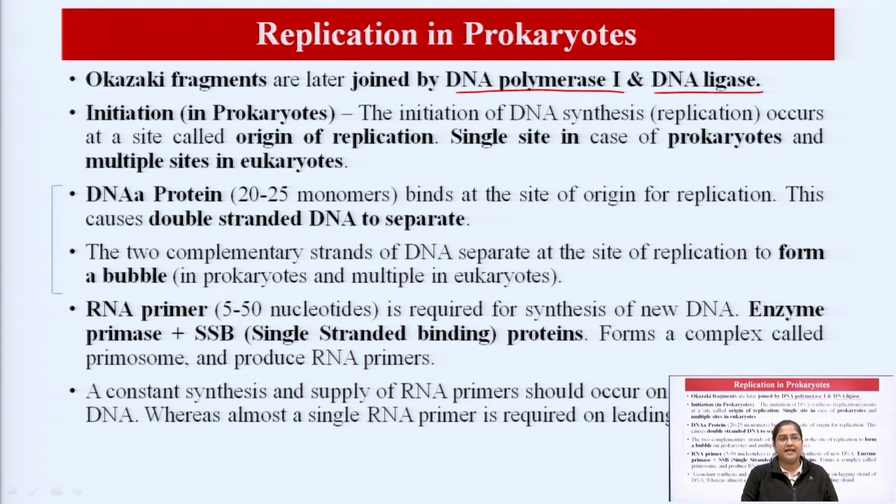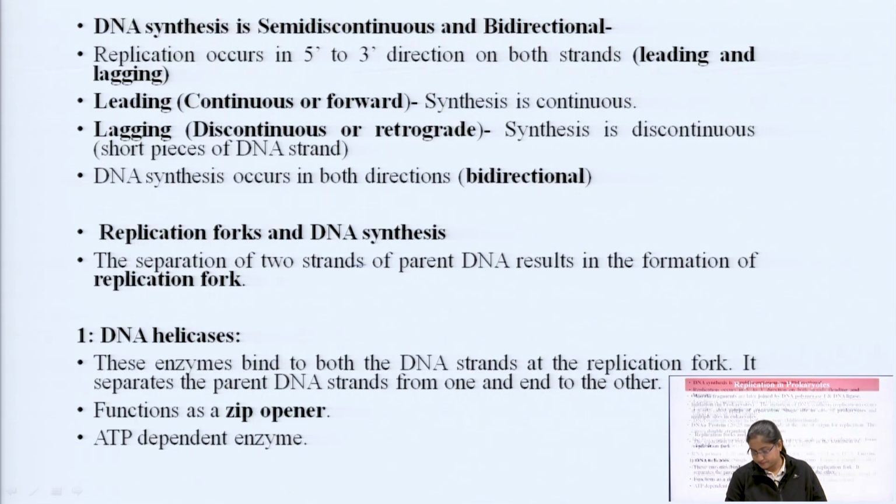Okay. So, DnaA protein, that is around 20 to 25 monomers, binds at the site of origin for replication. This causes double stranded DNA to separate. The two complementary strands of DNA separate at the site of replication to form a bubble, and RNA primer, that is 5 to 50 nucleotides, is required to start the initiation process. We need SSB protein for the stabilization, and a constant synthesis will happen on.